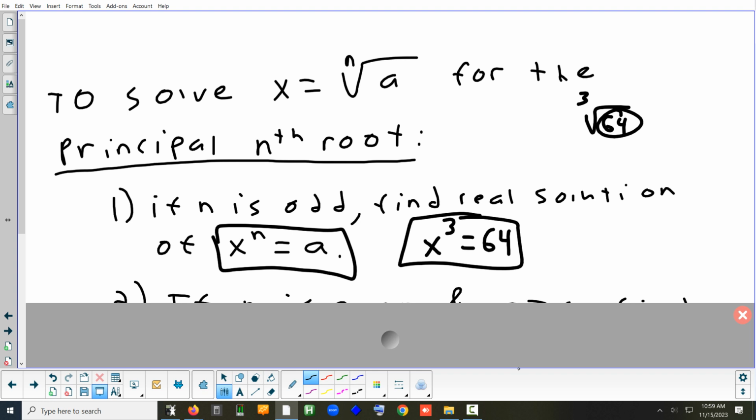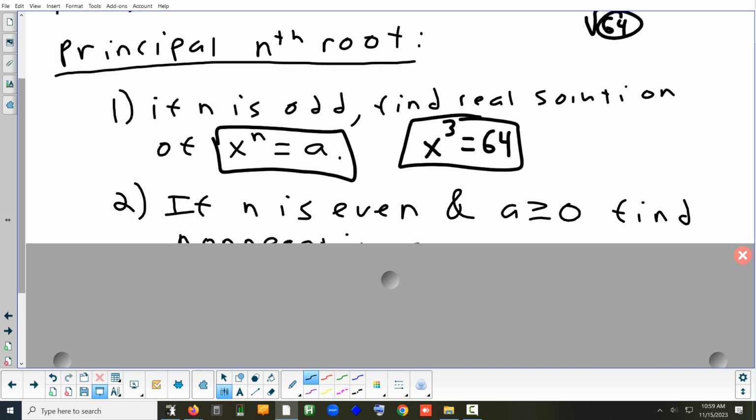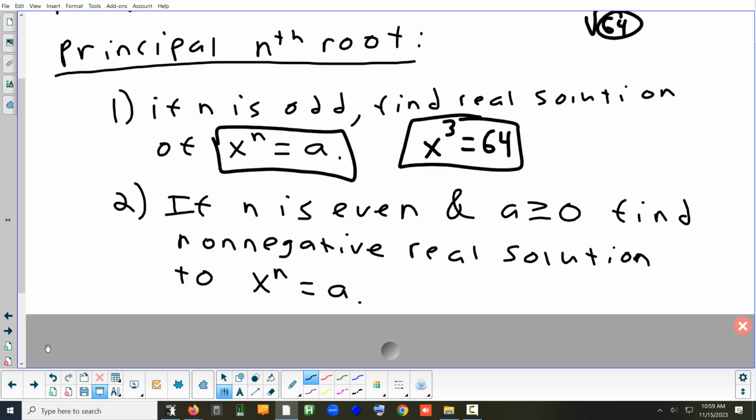So whenever we deal with roots that are even, not just square roots, 4th root, 6th root, 8th root, any even root, whatever you put under the symbol for the radicand has to be 0 or higher. That's only for even roots. And the answer that we are looking for is not negative. Okay, we're always looking for an answer that's 0 or higher.